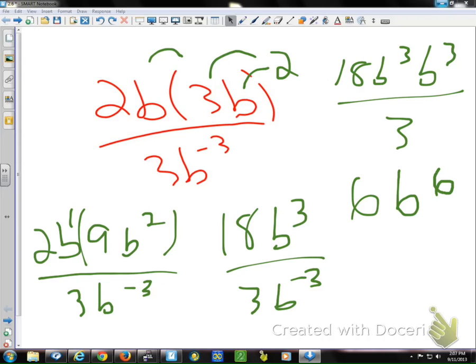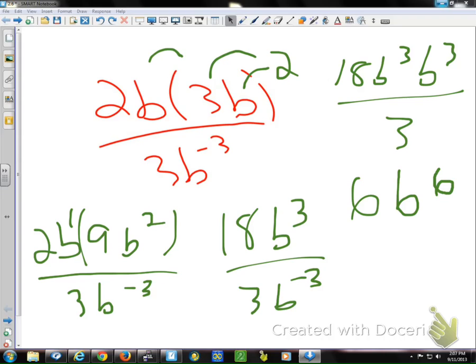So that took us here. The negative exponent brought this to the top, which is where this came from. 18 divided by 3 was 6. B to the third times b to the third is b to the 6th. Okay. Feel better? Yep. Awesome.